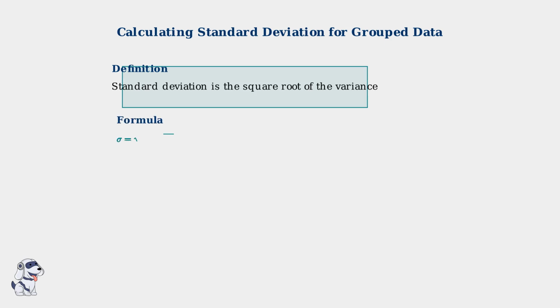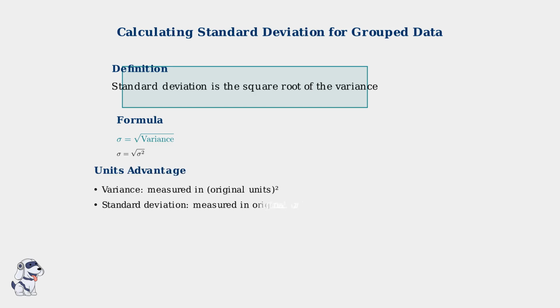The formula for standard deviation is sigma equals the square root of variance. We can also write this as sigma equals the square root of sigma squared, where sigma squared represents the variance. The key advantage of standard deviation over variance is in the units.